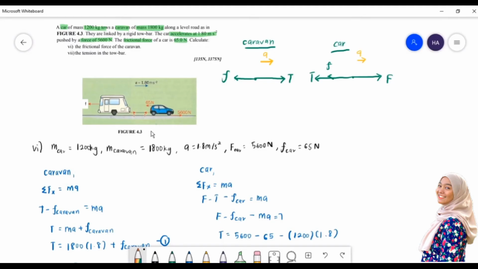So macam dalam figure 4.3, kita boleh dapat free body diagram. So daripada sini, macam kita nampak kat sini, okay, dia hanya ada x-axis sahaja sebab dekat sini tak ada langsung y-axis. Dia ada y-axis, it's just that kita tak guna y-axis dia sebab y-axis adalah normal force and also weight. Okay, but here dia nak frictional force and also tension.